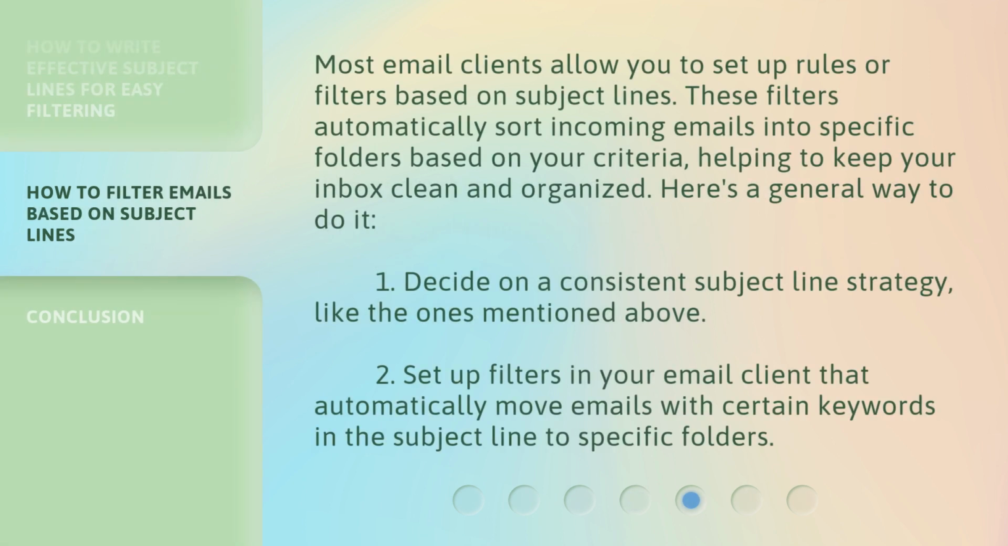Most email clients allow you to set up rules or filters based on subject lines. These filters automatically sort incoming emails into specific folders based on your criteria, helping to keep your inbox clean and organized. Here's a general way to do it. 1. Decide on a consistent subject line strategy, like the ones mentioned above. 2. Set up filters in your email client that automatically move emails with certain keywords in the subject line to specific folders.